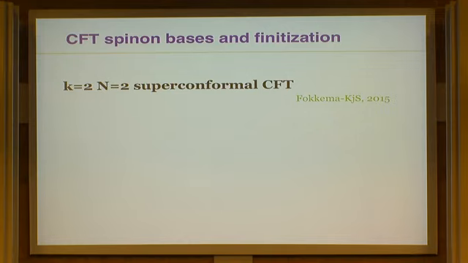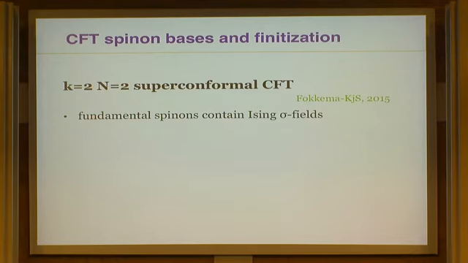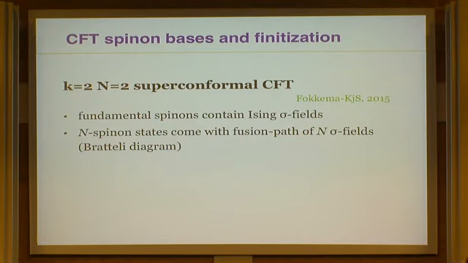Okay, the k equals 2 case, you can also repeat the same logic. Now, there's a complication, which is that these spinons, which are again phi something, they actually carry, in this case, an Ising spin field, which means that if you pile them up and you make multi-spinon states, you have to keep track of fusion paths of all these sigmas. So there's what we had before, plus some Bratteli diagram business, and things are a bit more complicated.